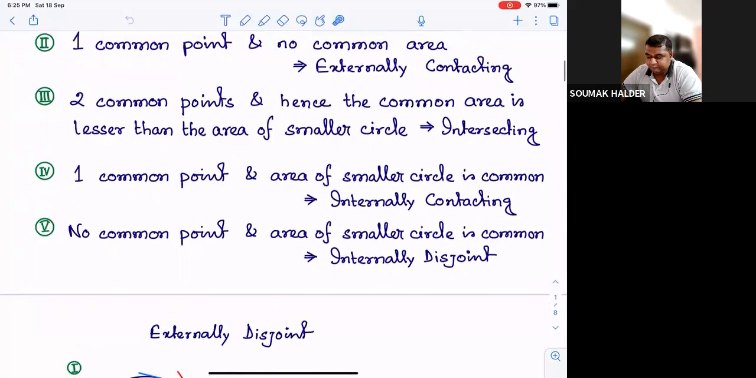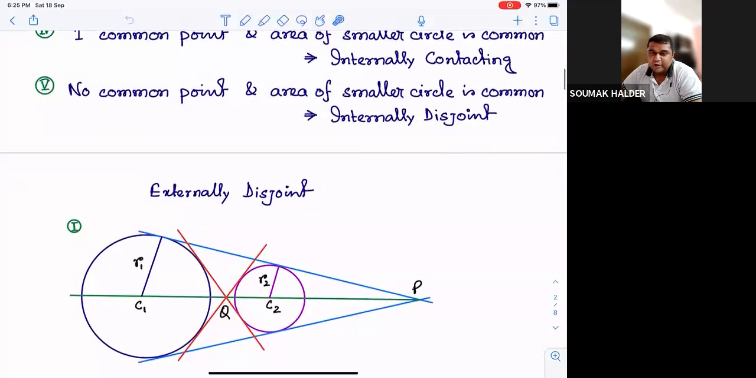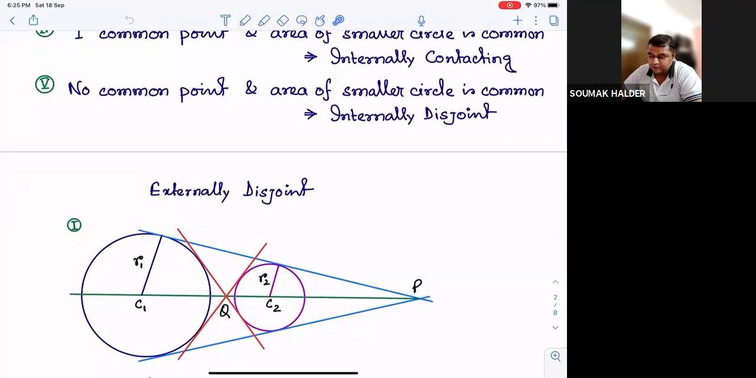Now, if we think of the externally disjoint circles, if they have no point in common and no area in common, you can think of two such circles, the blue circle and the violet circle. These are our two considered circles. We are assuming the center of the blue circle is C1 and radius R1, whereas for the violet circle, it's center C2 and radius R2.